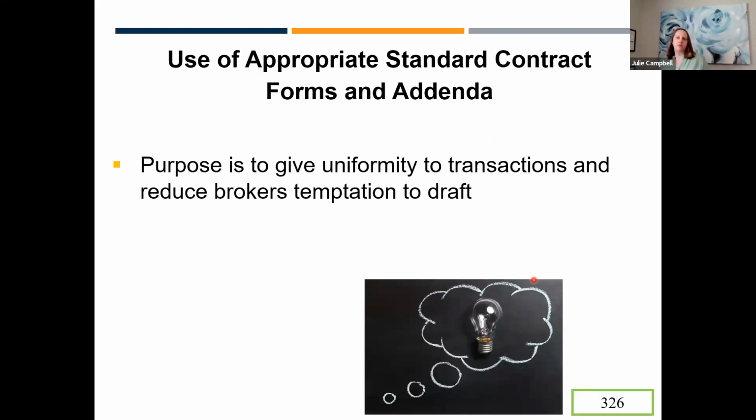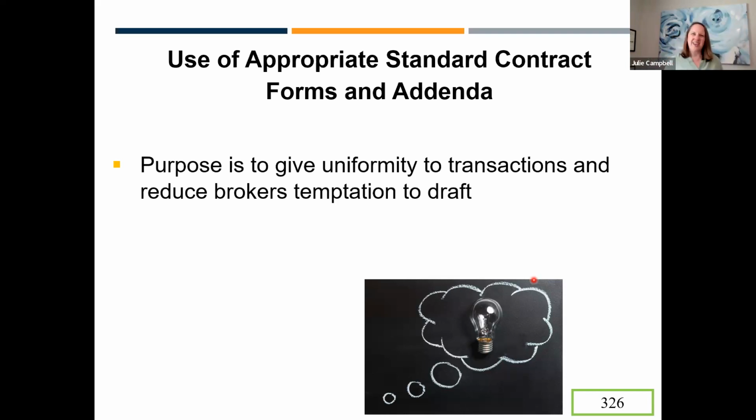So the pre-printed forms that we're getting ready to look at: the reason NCAR and NCBA created these forms is to give uniformity to the transaction. It keeps things rather simple. While nothing is normal, and each transaction is different, at least we know we're starting from the same basic place of the pre-printed form. The pre-printed forms also reduce our temptation to draft. If they give us the information, then we already have it there.